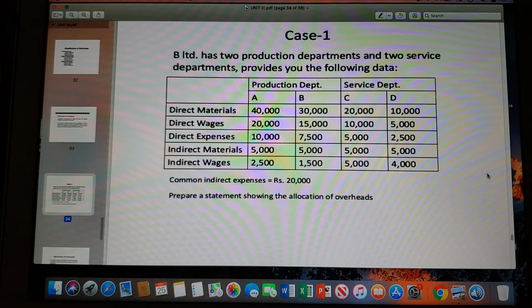So you basically make columns, and in one column you have the description, and in the second column you break it into two. Second column is production department, which again you split into two. Third column is service department, which you again split into two. And this is what information is provided in your page. So direct materials in production department A comes to 40,000, production department B 30,000.